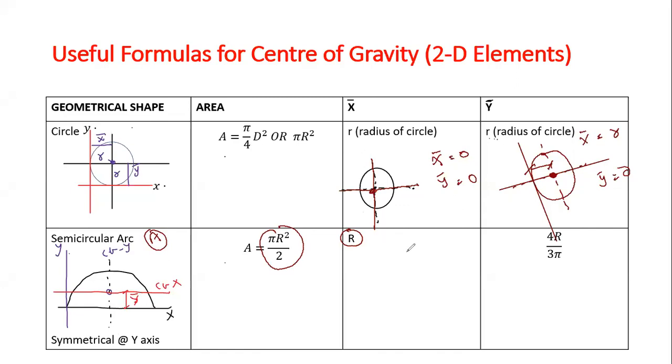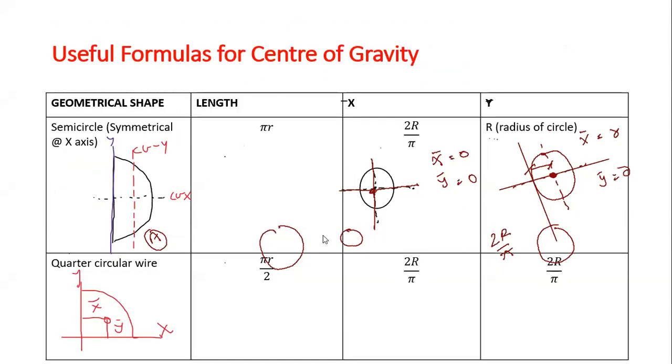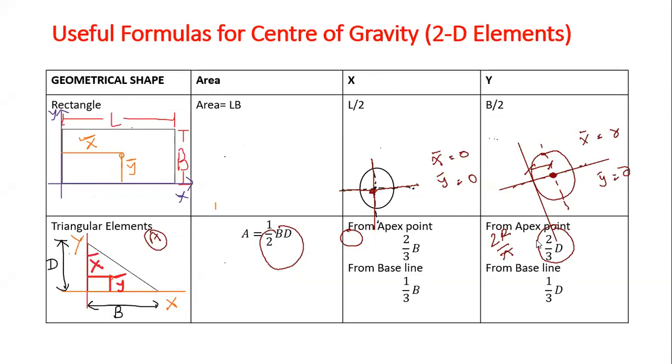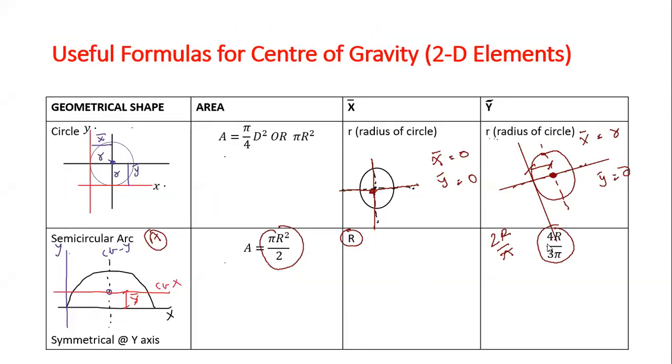Just compare with the 1D element. You need to calculate y bar, that is nothing but 4r by 3 pi for 2D. What was it in 1D? 2r by pi, yes or no? In 1D it was 2r by pi and in 2D it will be 4r by 3 pi. Is it clear or not? Check it for 1D: 2r by pi, and for 2D it will become 4r by 3 pi. Is it clear or not?